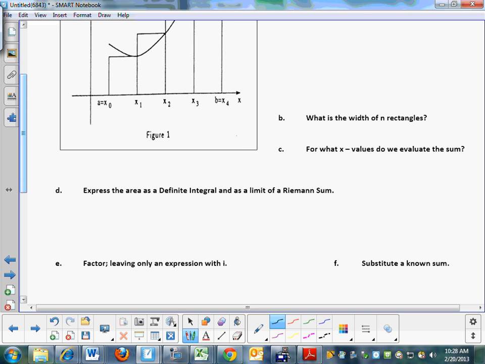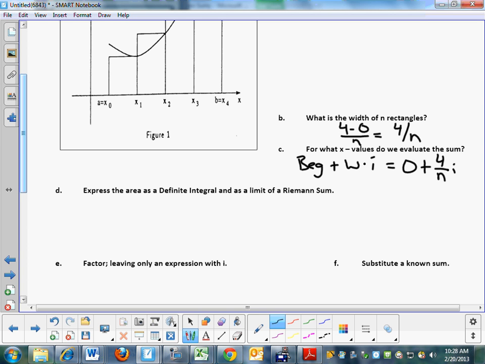What's the width of n rectangles? 4 over n. 4 minus 0 divided by n, which is 4 over n. Very good. So now what I need to do is I need to find the x values that we evaluate the sum at. I take the beginning and I add the width times i. We start at 0, and we add on to that the width, which is 4 over n, and we times it by i.